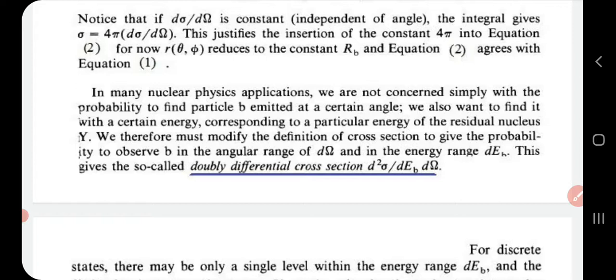So, we will now have to modify the definition of cross section just to give the probability to observe the emitted particle B in the angular range d omega and in the energy range dE. This is called the doubly differential cross section. That is, we are including both the angular range d omega and the energy range dE. So, the differential cross section will now become the doubly differential cross section, represented as d squared sigma by dE_B d omega.